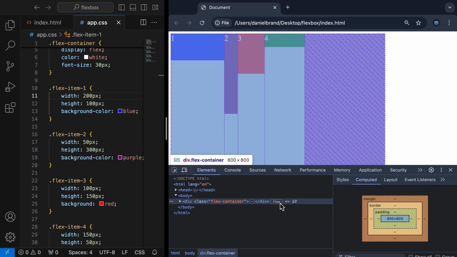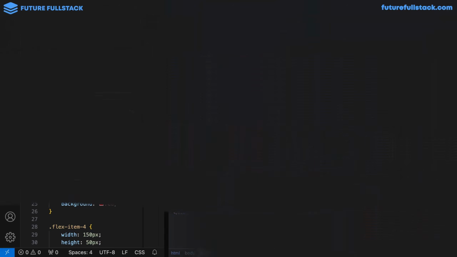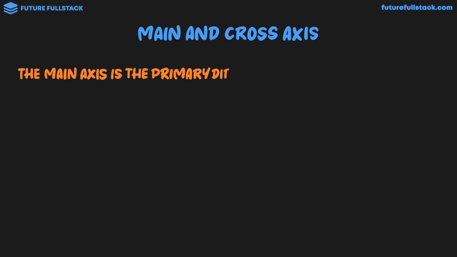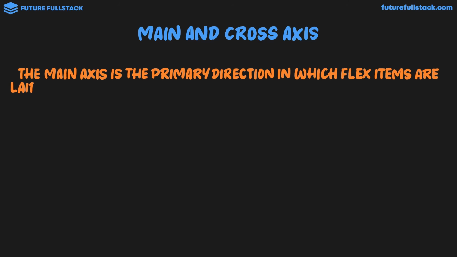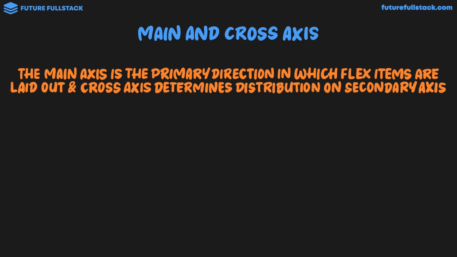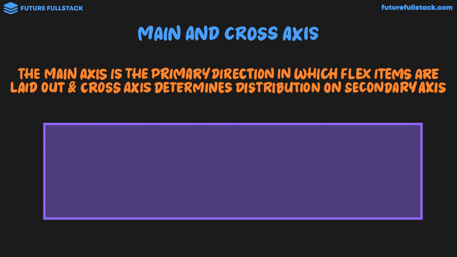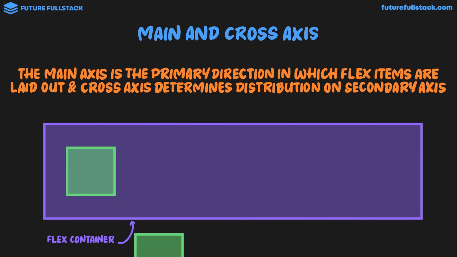The next really important concept we need to talk about is main and cross axis. The main axis is the primary direction in which flex items are laid out, and the cross-axis determines distribution on the secondary axis. Okay, that was a lot to take in. Let's break it down. We have our flex container and our flex items.